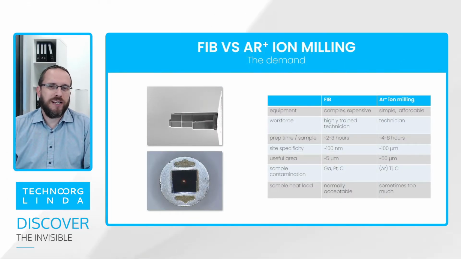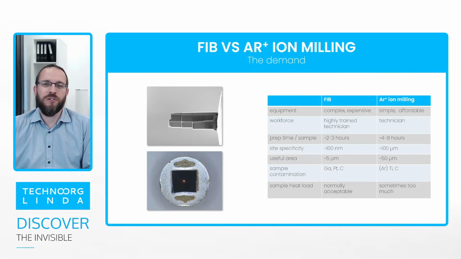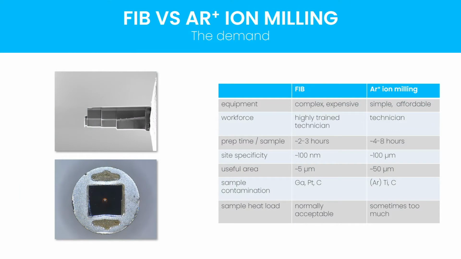So just in the beginning, let's compare the two commonly known ion beam techniques for thin sample preparation. The first big difference you will notice when you are trying to set up the laboratory for sample preparation is that for FIB you will need a complex and expensive machine, while for argon ion milling there is a simple and affordable machine available. The workforce accordingly is a highly trained technician, at least for the FIB, and a technician is enough for running the argon ion mills.